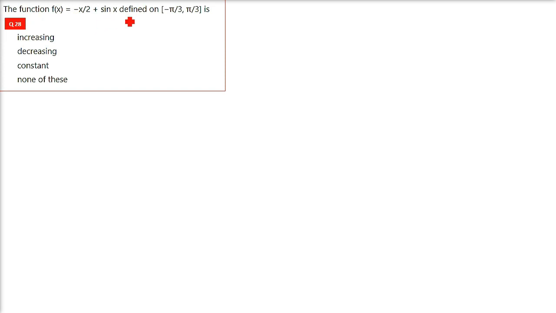f(x) equals minus x by 2 plus sin x, defined in minus pi by 3 and pi by 3. Pi by 3 is 60 degree, and we are talking about negative 60 degree. That will be the mirror image of 60 degree if you show that in the Cartesian coordinate system.